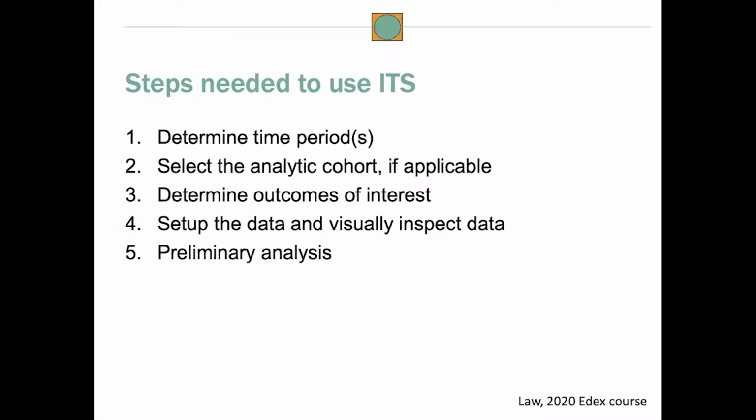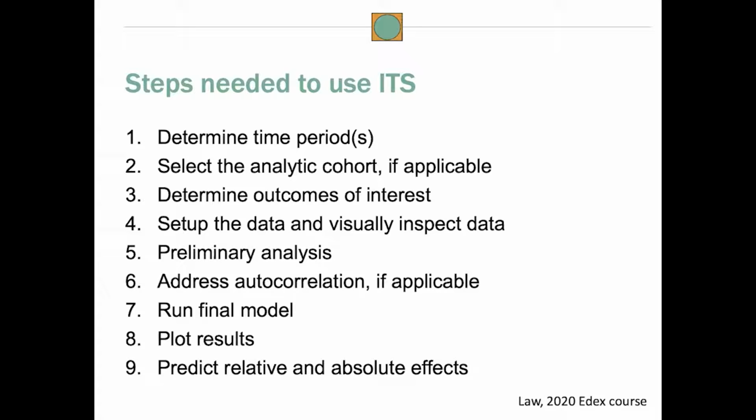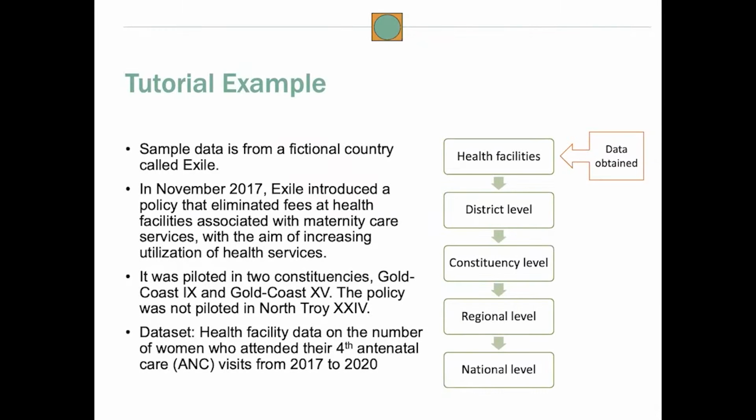Next, you want to perform your preliminary analysis, you want to check for autocorrelation and address it if present. Then you want to run your final model that would address autocorrelation and plot the results. And finally, you want to predict the relative and absolute effects. And so we'll go through these steps using a fictional example from a country called Exile. In our example, our data comes from Exile, a fictional country.